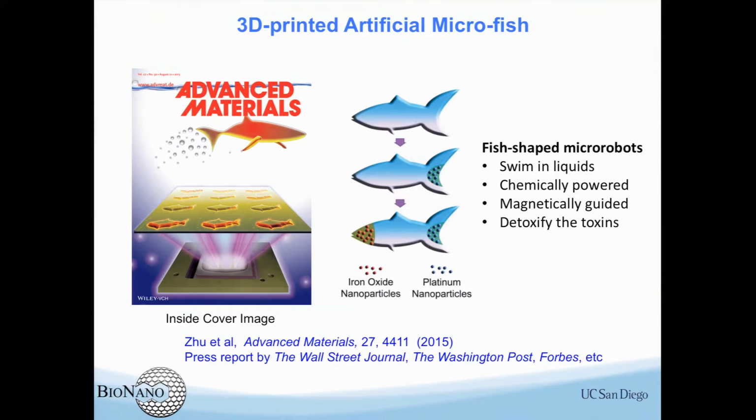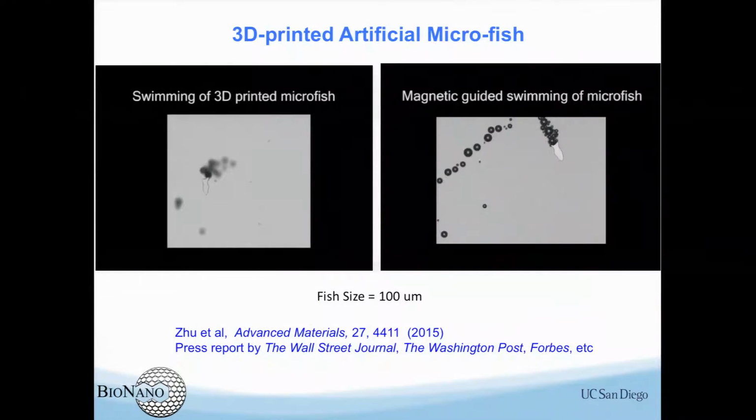You can put different chemistry in the solution during printing. So in this case, we actually print this so-called artificial microfish by adding different functional nanoparticles in the fish body. In the tail, we put platinum nanoparticles. In the head, we put iron oxide nanoparticles because this is magnetic. And then we can print this quickly.